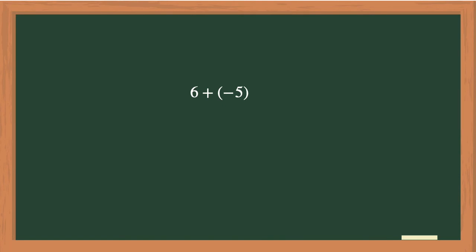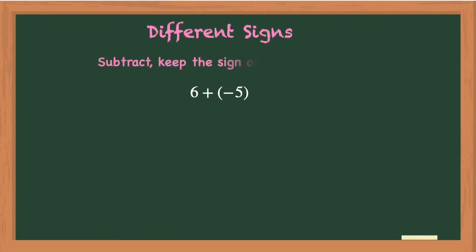Now we have the expression 6 plus negative 5. Since each integer has a different sign, we will need to subtract them first and then decide if our answer will be positive or negative by looking at the larger number. So 6 minus 5 is 1, and positive 6 is the larger number, so our answer will be positive 1.